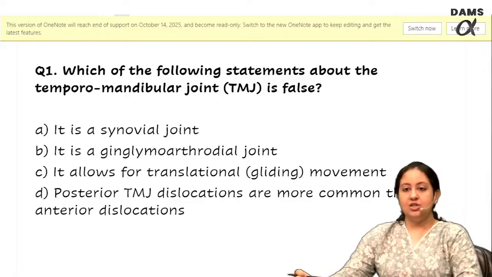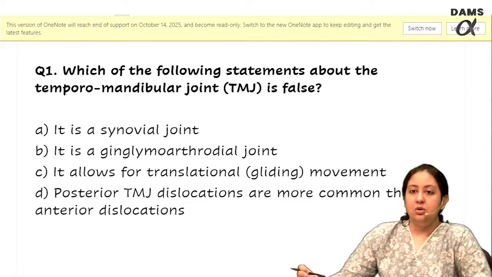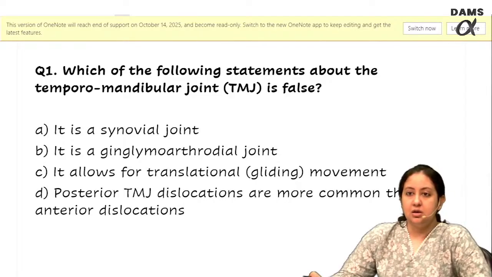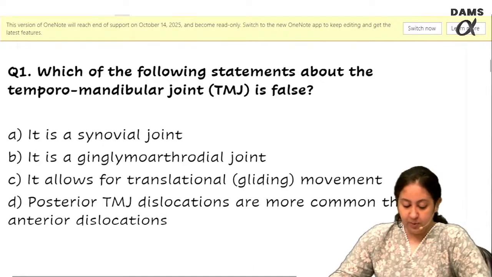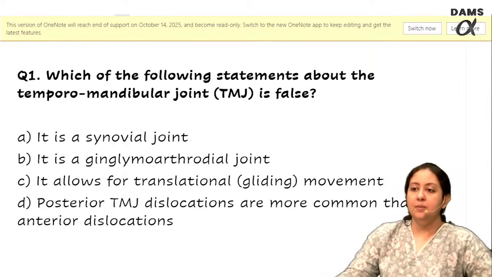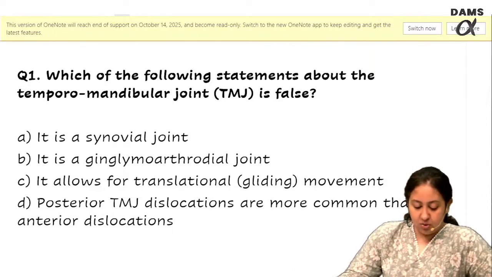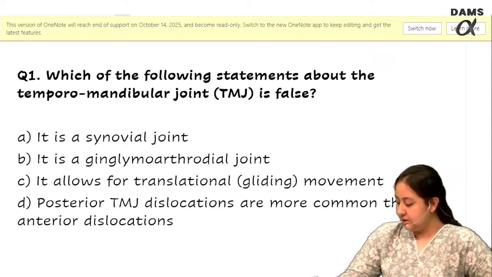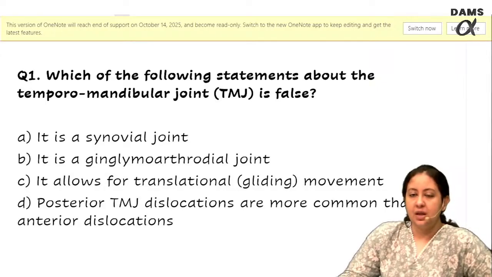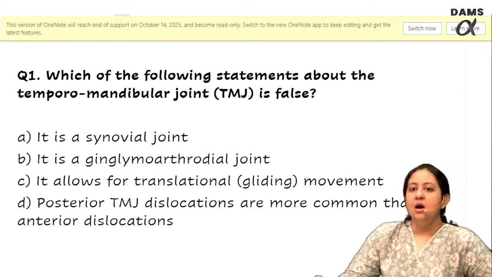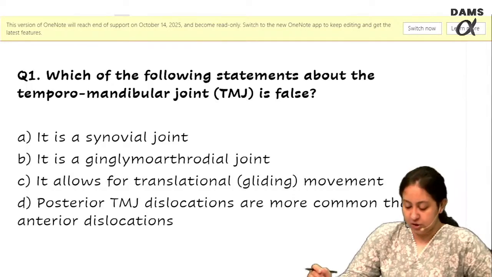So I'll read out the question and your options. Let me know the answers in the chat box, followed by which I will explain how we reached the correct answer. Starting with question number 1, which of the following statements about the temporomandibular joint is false? A, it is a synovial joint. B, it is a ginglymoarthrodial joint. C, it allows for translational gliding movement. D, posterior TMJ dislocations are more common than anterior dislocations.